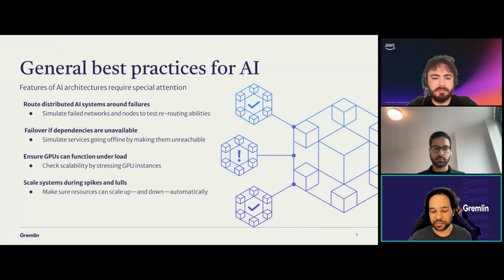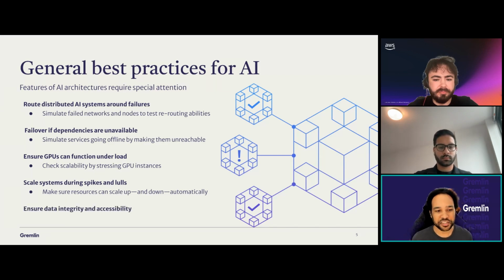On a similar vein, we have to be able to scale up and down, right? It's very common in distributed systems, not just AI, but the weight of these AI models and how big they are just makes this even more relevant and more of a requirement. So we can use tools like Gremlin to scale our systems by ingesting CPU or consuming RAM and making sure that we can trigger auto scaling thresholds so that our resources can scale up and down dynamically.